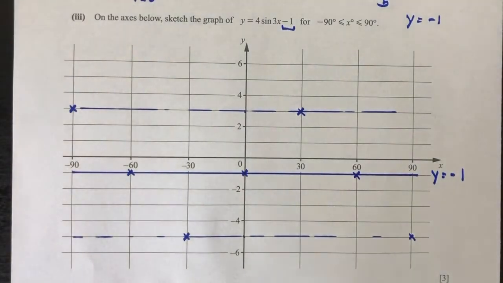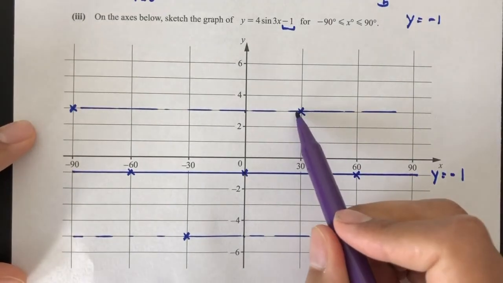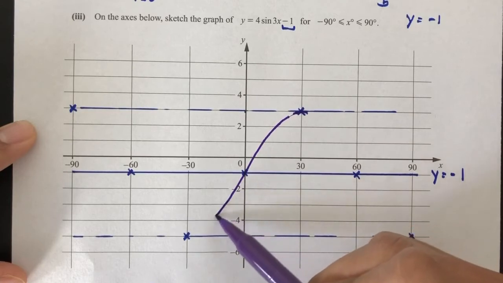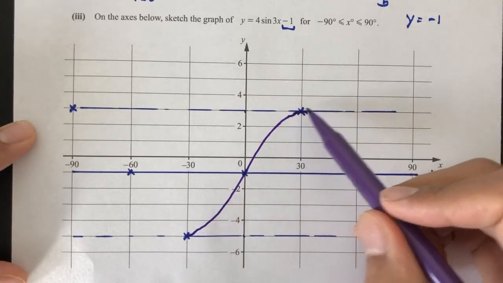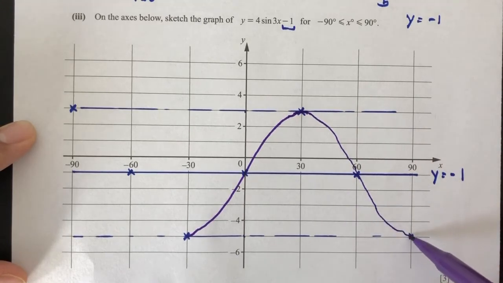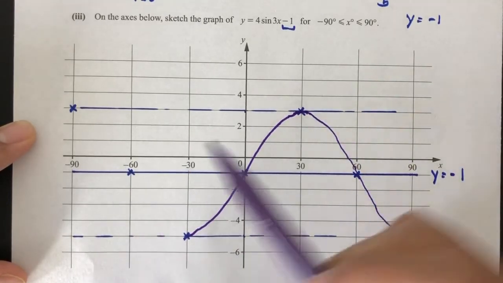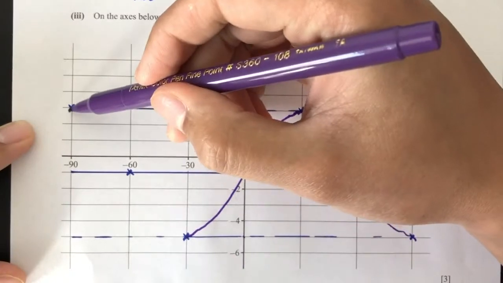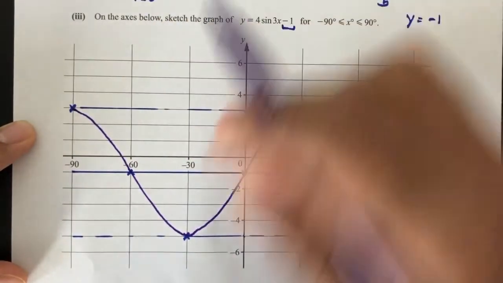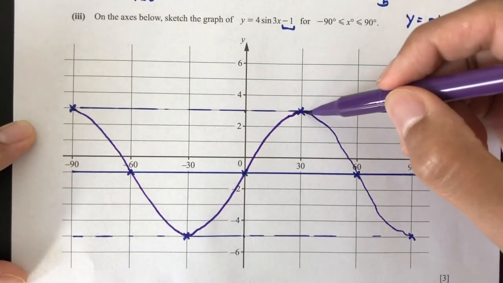Now we just have to join them together to form the curve. You have to try your best to make it a smooth curve. Okay, not the best, but yeah, you got the idea of how to do this. So it should be like this and like this. So this will be your curve.